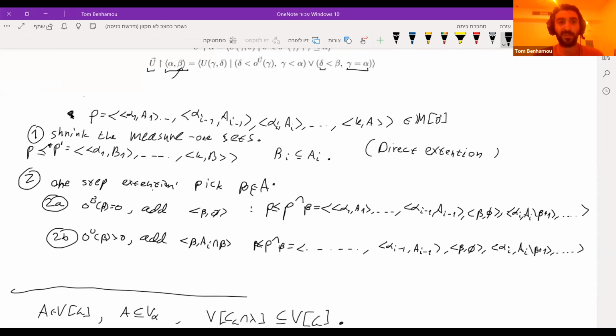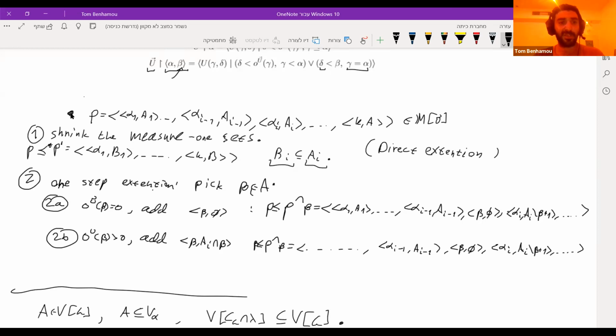Either we shrink all the measure 1 sets we have. Some of them can be empty, so they will stay empty. This way we can form the so-called direct extension of P by just not adding any pair and simply shrinking all the measure 1 sets. So each VI would be a subset of AI. This is the first possibility.